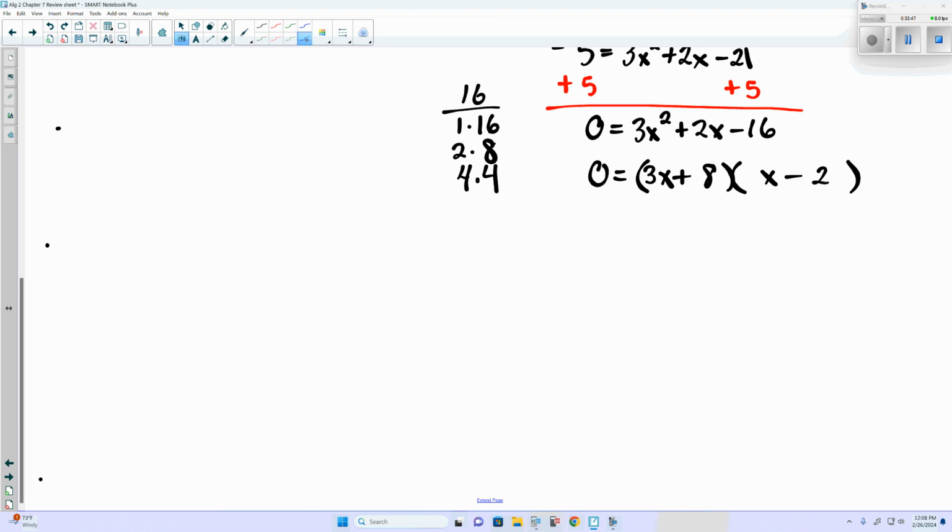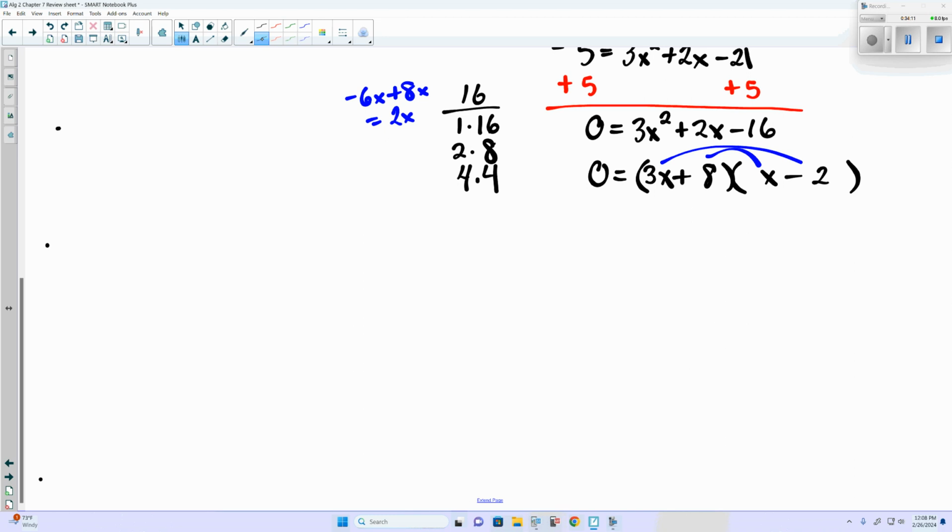But I'm going to start off with 8 and 2. Now we can check this here to make sure. 3x times negative 2 would be negative 6x. 8 times x would be plus 8x, giving us a positive 2x. So that's the middle term we wanted. Questions on how we got to this here or got it factored?